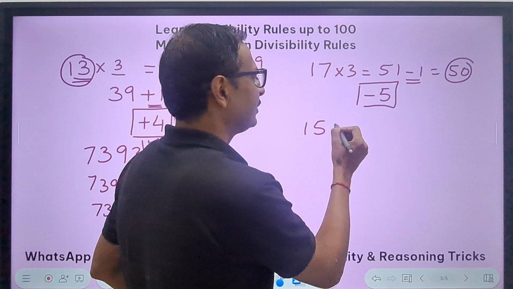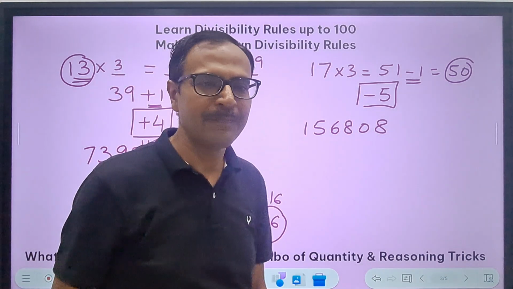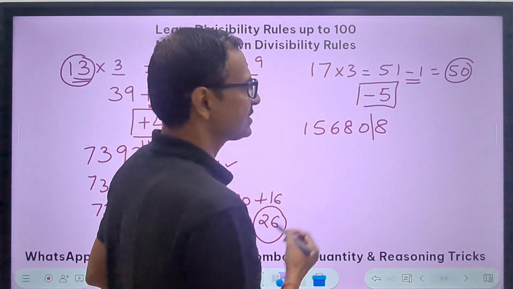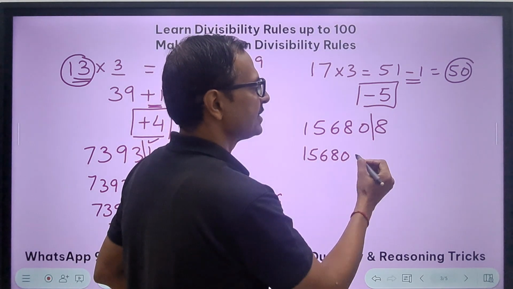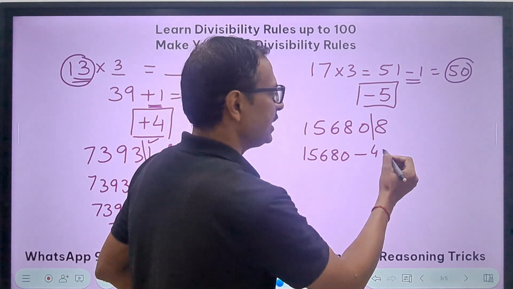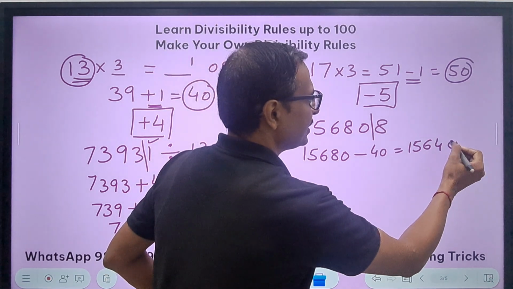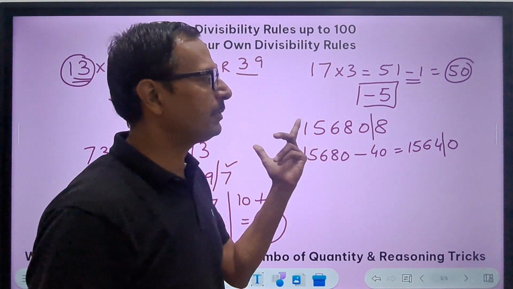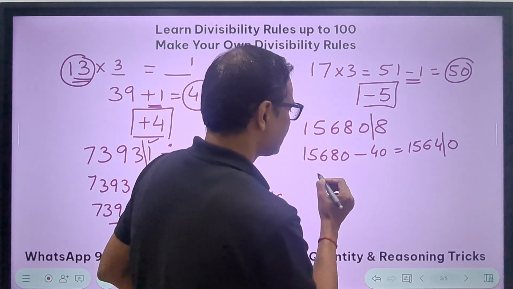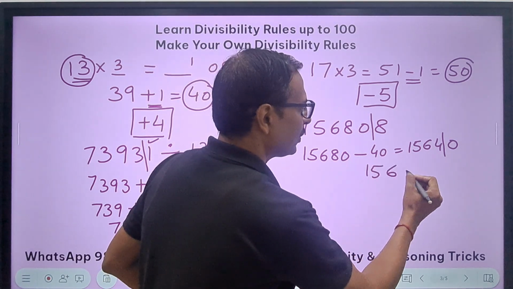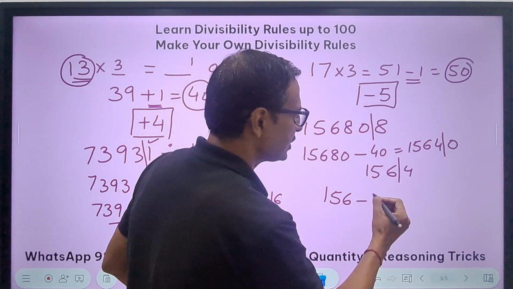156808. I want to check whether this number is divisible by 17 or not. So separate out the last digit. 15680 minus 5 times 8, which is 40. So I get 15640. Separate out the last digit. What will happen? You will get 1564 only. So 1564. Separate out the last digit. 156 minus 5 times 4, which is 20.